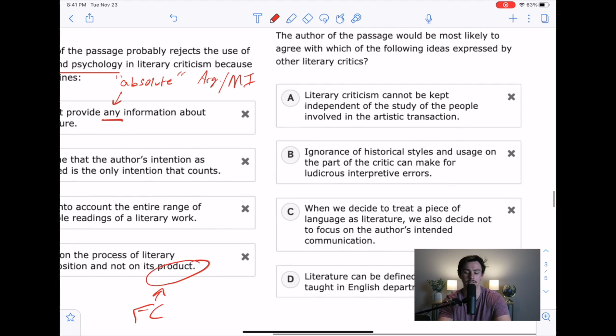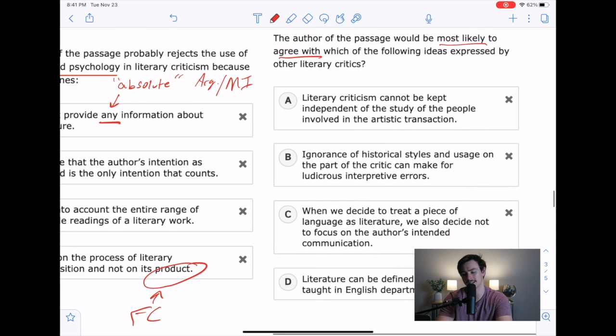Next is: the author of the passage would be most likely to agree with which of the following ideas expressed by other literary critics. Okay, so most likely to agree with. If the author is going to agree with something, really, what the MCAT's asking us to do right now is they're saying, here is what the author thinks in the form of the passage. Internalize, understand, and empathize in that author's position and apply it to a new scenario. So that's what we're going to do. We're going to say which of these is kind of in line with this main idea. That's how I would rephrase it.